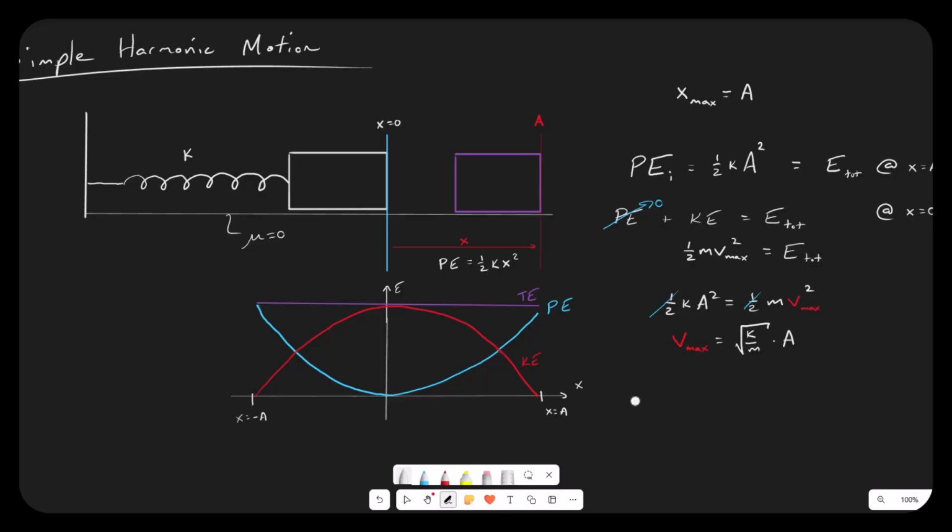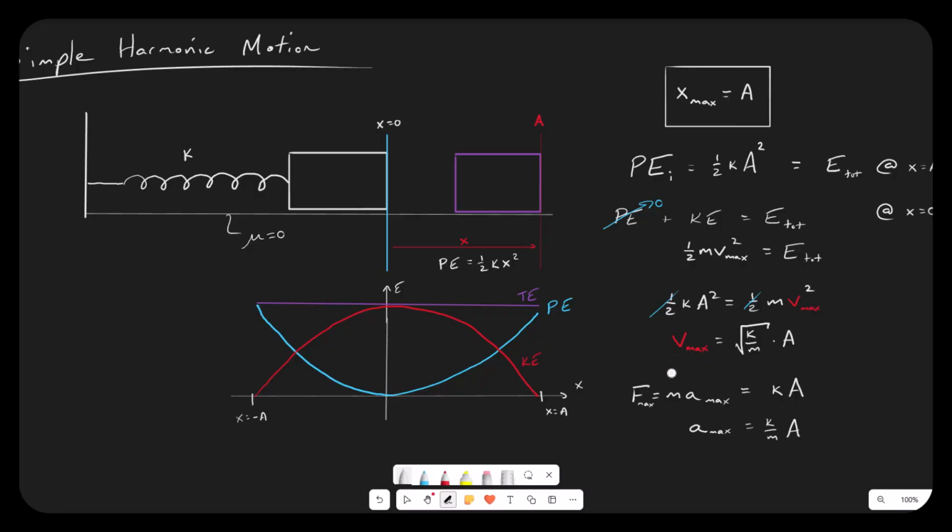And let's look at my force. My force I know is mass times acceleration. So my maximum force is mass times maximum acceleration. And my maximum force happens at the amplitude. If I solve this for my maximum acceleration, I get k over m times A. So I have something interesting here.